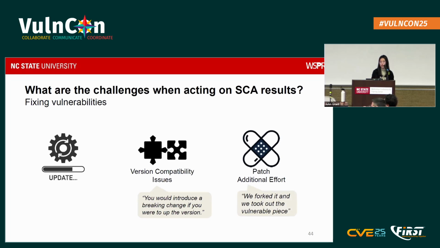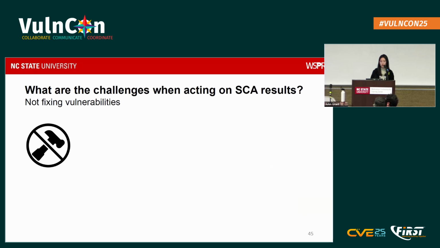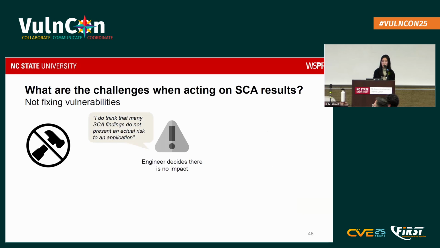One participant shared they took a vulnerable library, forked that, took out the vulnerable piece, and used the fork as one of their dependencies. But that took a great deal of extra effort for them. So sometimes updating or fixing vulnerabilities can be a huge amount of effort. So sometimes developers or teams choose to not fix vulnerabilities. It could be that the security team goes to the engineering team and the engineering team decides, this isn't an actual impact or risk to our application, so we don't fix that.